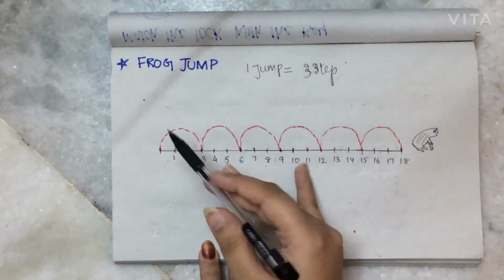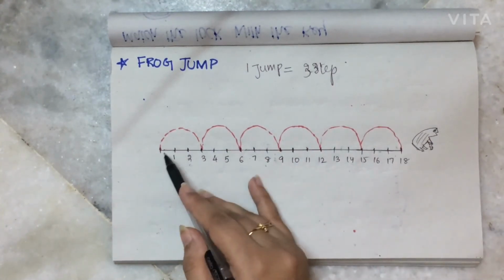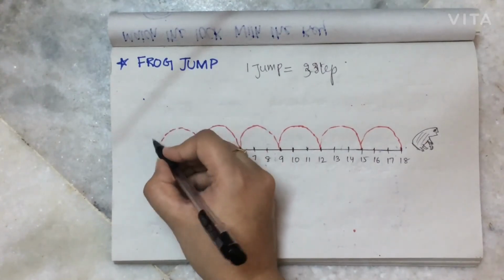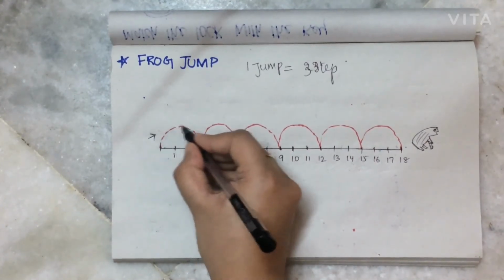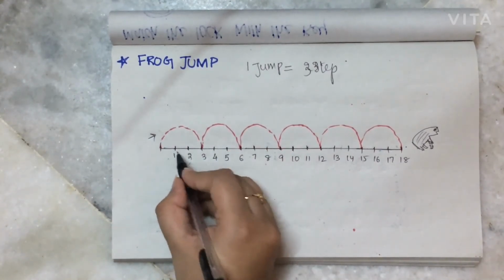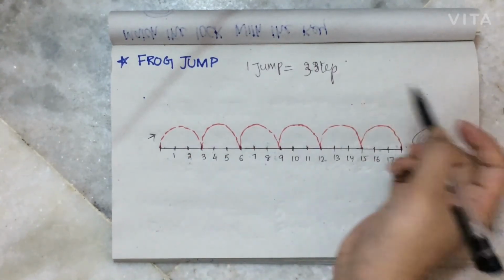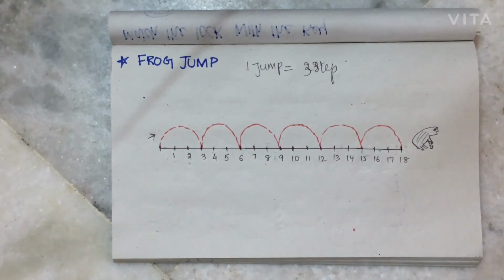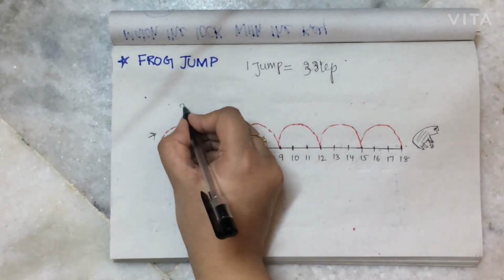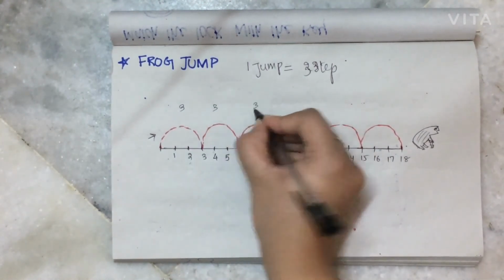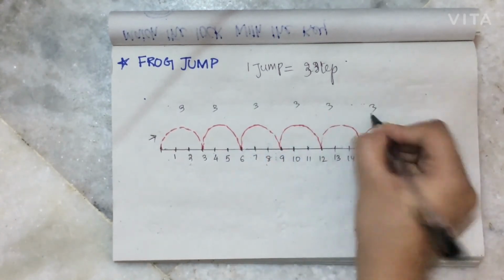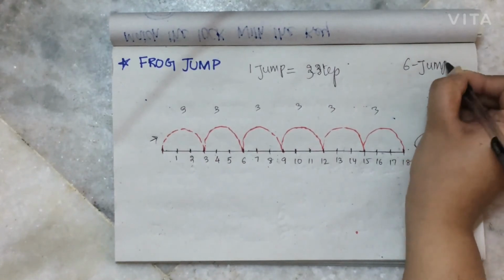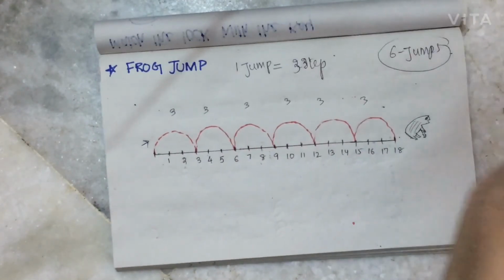Okay, you can see here these are your steps. You are having a total of 18 steps. The frog is starting from here, he is jumping here, he is missing 3 steps, 1 2 3. Okay, he is missing 3 steps. Same way he misses 3 steps every time he jumps. Okay, so first time 3, second time 3, 3 3 3 3. Total he took 6 jumps. Okay, the frog took 6 jumps.